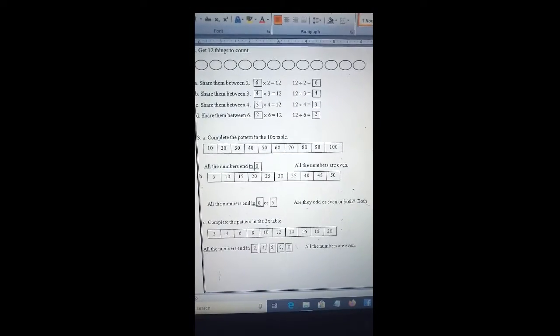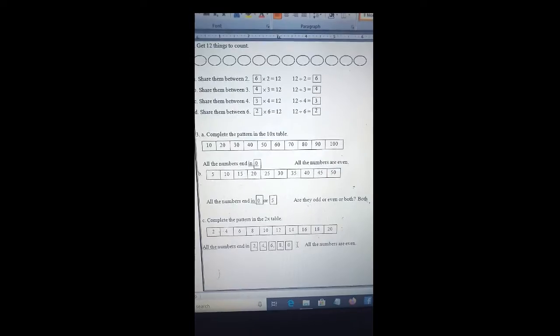In number C, complete the pattern in the 2's table. Here we have to complete the pattern in the 2's table, and here all the numbers end in 2, 4, 6, 8 and 0, and all are even.